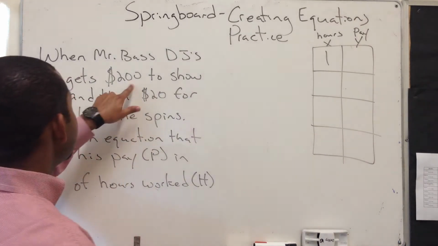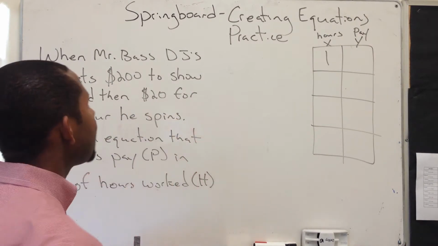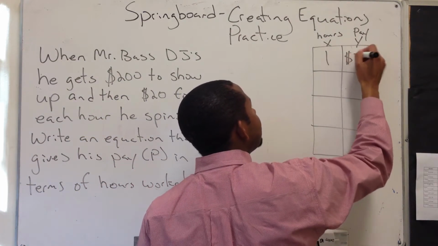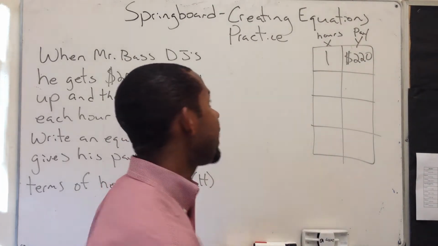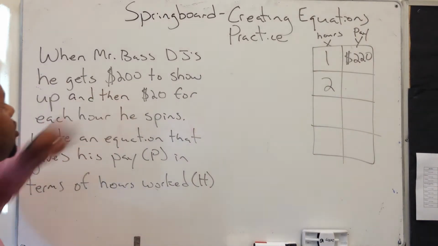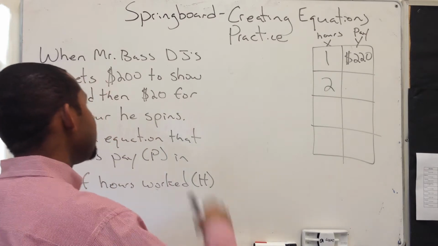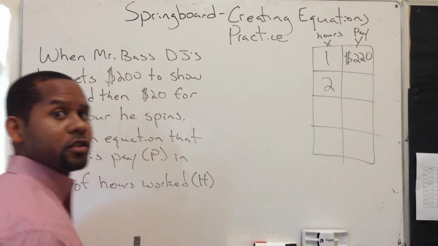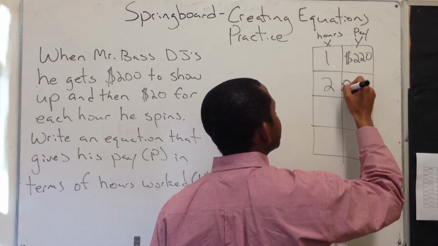Well, 1 hour, he got paid $200 to show up, and then he worked for 1 hour, so he got an extra $20. So 200 plus that 20. If he worked 1 hour, he gets paid 220 bucks. Boom. Well, now if he works 2 hours, well, he still gets 200 to show up, and then he gets $20 per hour, so he gets $20 twice, because 2 hours, that's 40. 200 plus 40 is 240.